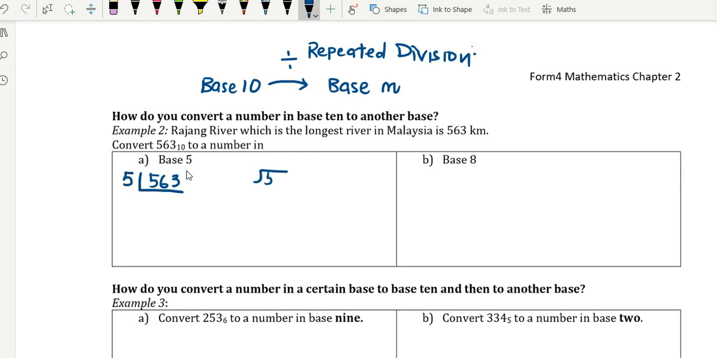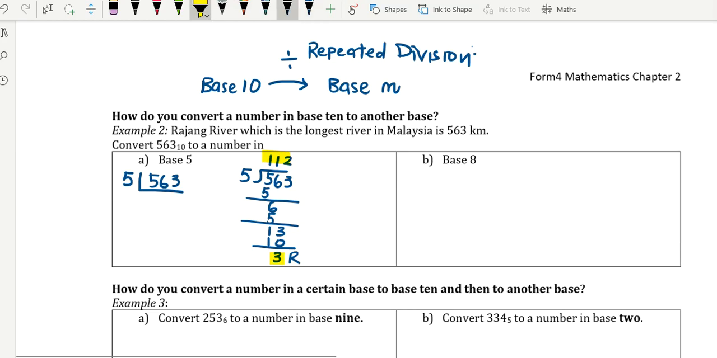Remember what you did in primary school? You want to do division. 5 into 5, 5 times 1 is 5. We still have 1 and 3. Write it down. 5 times 2 is 10. You cannot take 3 because 5 times 3 is 15, which is more than 13. So 3 is the remainder. What should you do with these two? I'm going to take this value and this value, copy it down here, 112, and the remainder I leave next to it, 3.